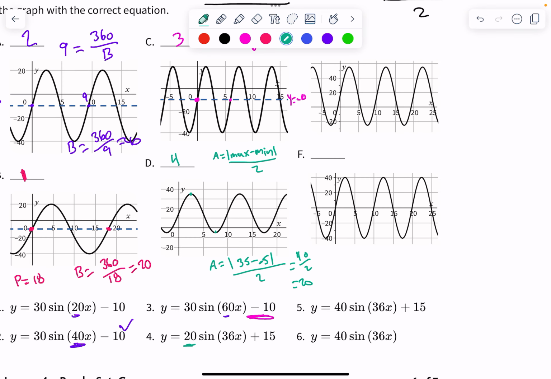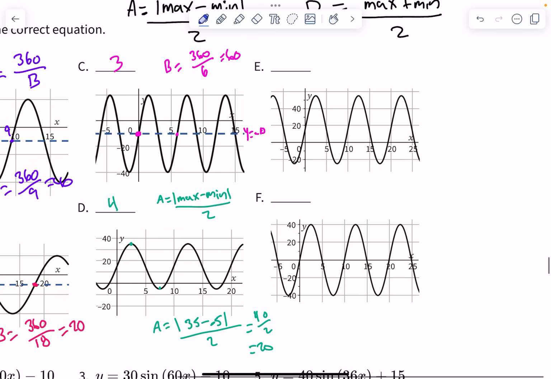Letter E. So letter E now. Again, let's find my amplitude. So A is my max. This is 40, 20, 30, 40, 50. We'll call this 55 minus my min.